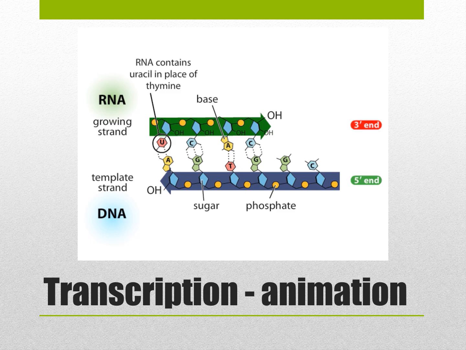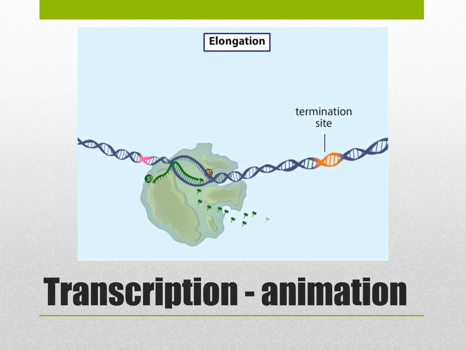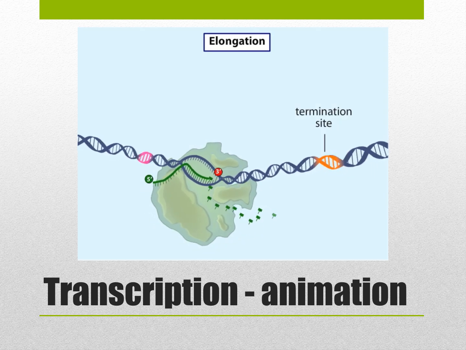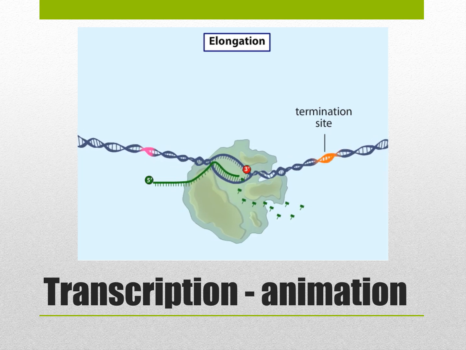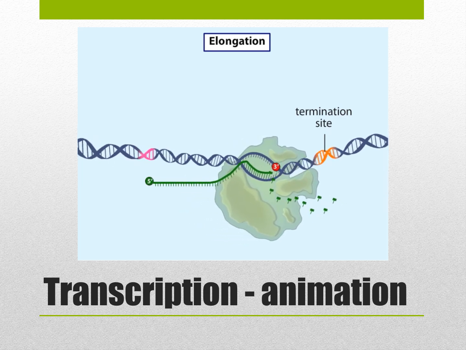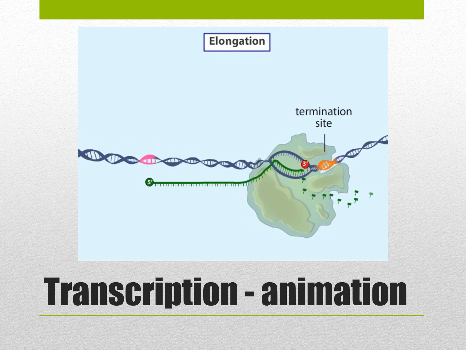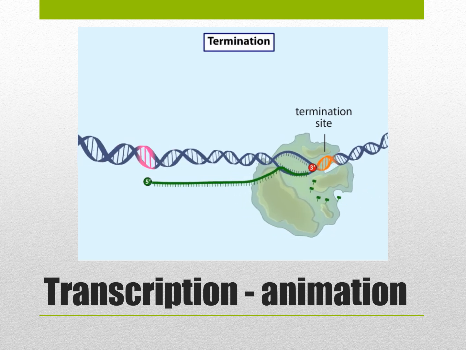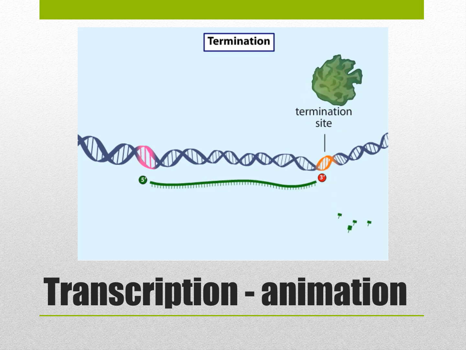Still making those connections. We've got our RNA growing. Waiting until we get to our termination site. That RNA is not connected to the DNA at all. Once it hits that termination site, that RNA polymerase is going to detach, and we have our DNA rewinding, and then that RNA strand has been made.